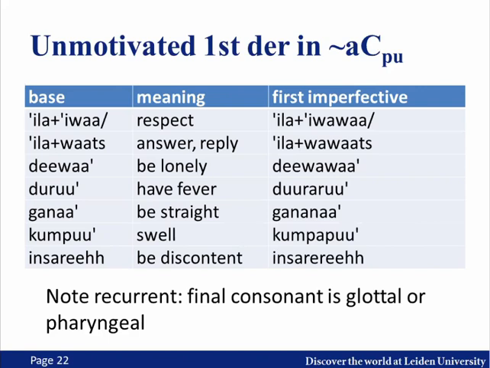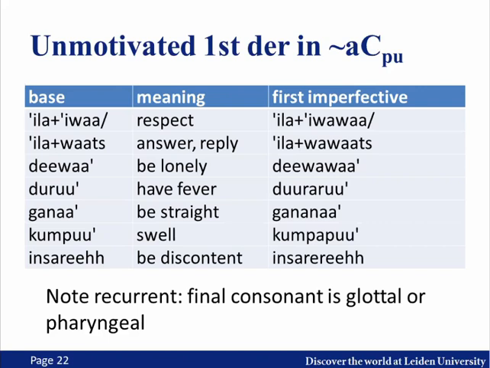I have an observation that all of these, I think I don't have more examples than these, except for one, end in a pharyngeal or glottal consonant. Iwa, iwa, tewa, teuduru, bana, kumpu, insareh. Except for the ilawats, they all end in such. I don't know why.